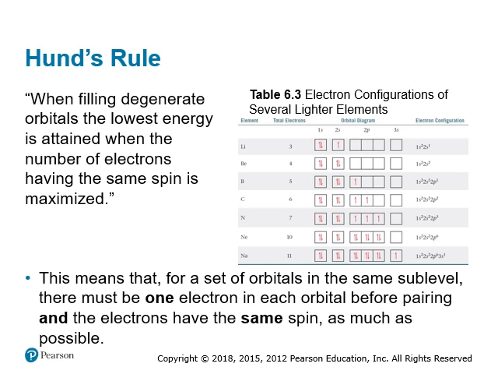But if they don't have to pair up, if they can enter into an orbital of equal energy without pairing up, then they're going to do so. This is an example of Hund's rule, which says that when filling degenerate orbitals, the lowest energy is attained when the number of electrons having the same spin is maximized. So rather than pairing up, electrons will enter into empty orbitals of equal energy. That's a lot of E's.